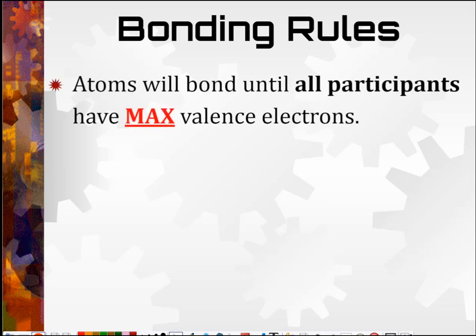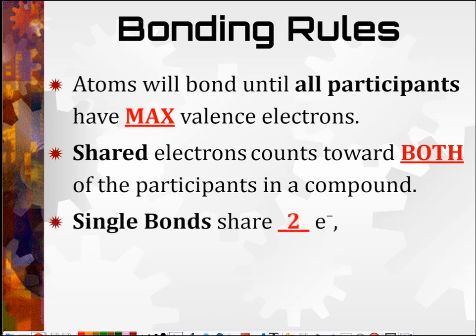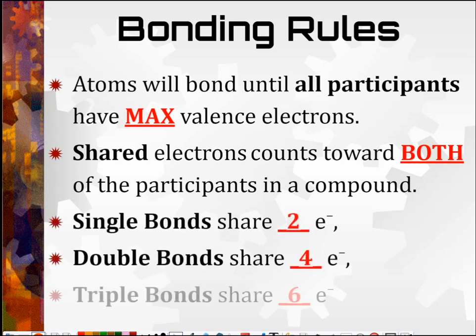Atoms will bond until all participants have maximum valence electrons. Shared electrons count toward both of the participants in a compound. Single bonds share 2, double bonds share 4, and triple bonds share 6 electrons. So 2, 4, and 6.